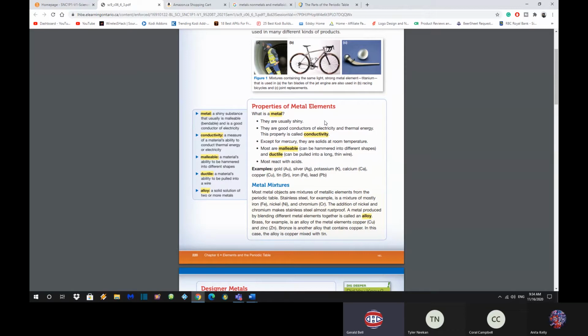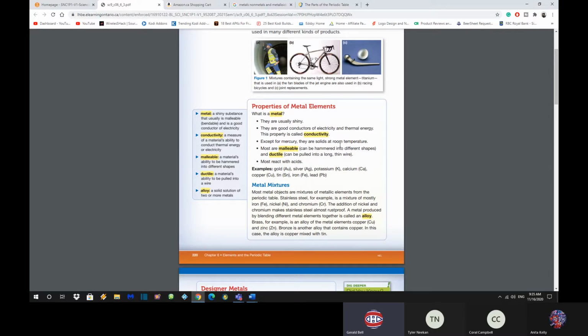So properties of metal elements. What is a metal? Metals are usually shiny. They're good conductors of electricity and thermal energy. This property is called conductivity, so they conduct heat or electricity. Except for mercury, they are all solids at room temperatures. Most are malleable, which means they can be hammered into different shapes, and ductile, which means they can be pulled into long, thin wire. And most react with acids. Some examples are gold, silver, potassium, calcium, copper, tin, iron, and lead. And again, you look at your periodic table, you're probably looking at 80 plus metals that are on there.